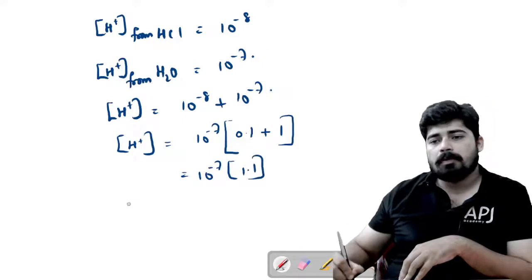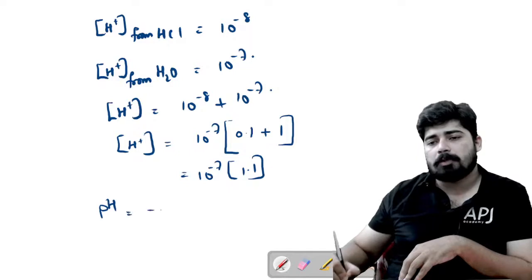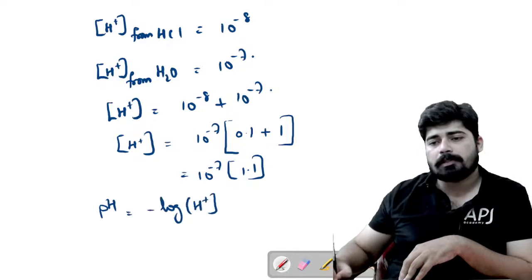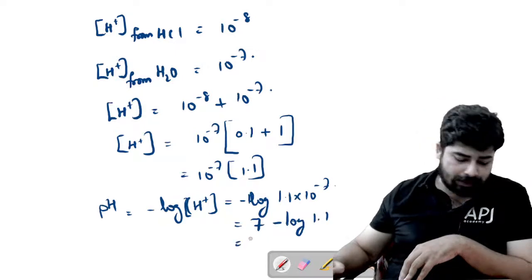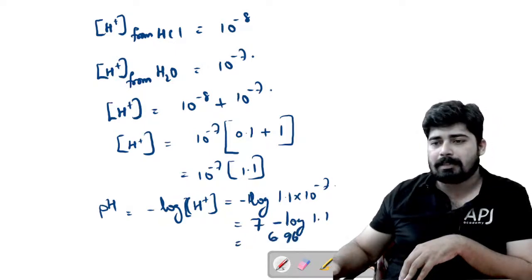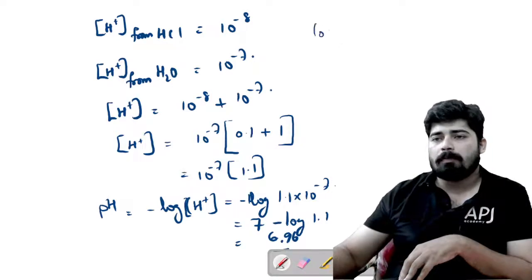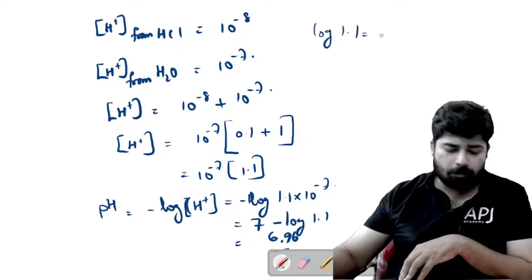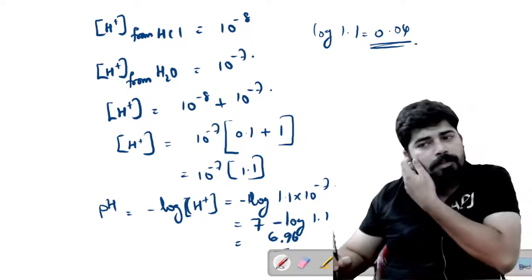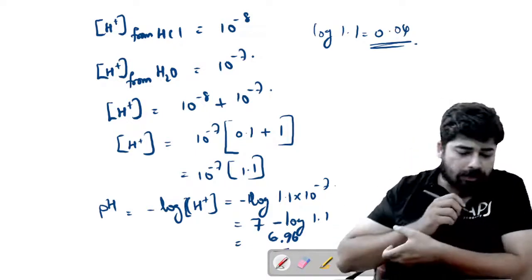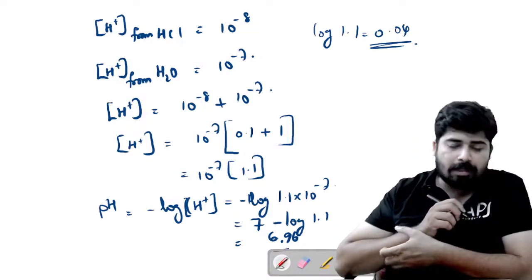Okay, now let's find out pH. pH is equal to negative log of H plus concentration, that is equal to negative log of 1.1 into 10 raised to minus 7, that means 7 minus log 1.1. So the answer will be equal to 6.96, since log 1.1 is equal to 0.04. So 7 minus log 1.1 is equal to 6.96, which is the answer.